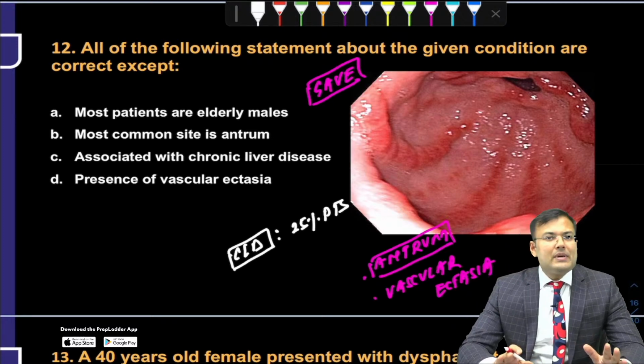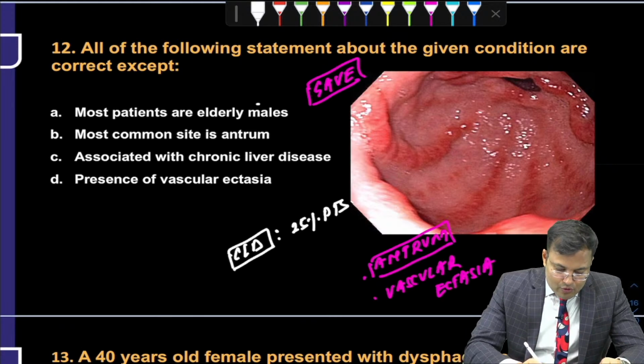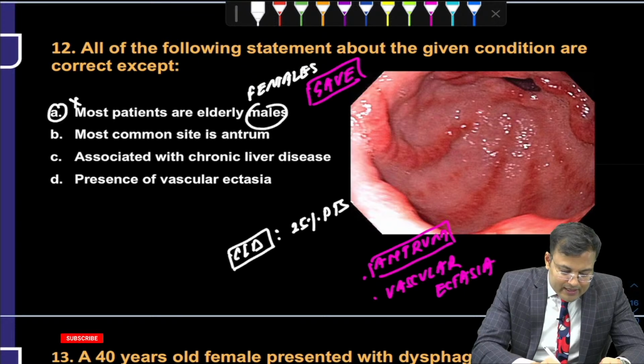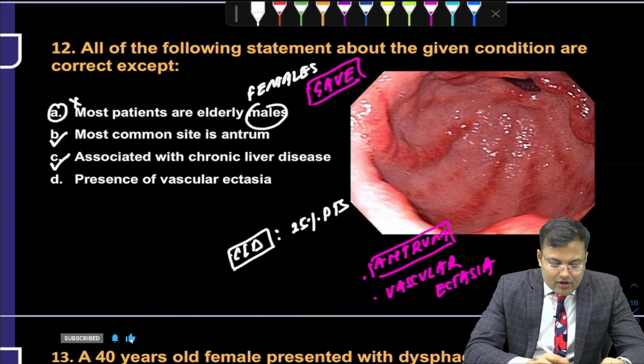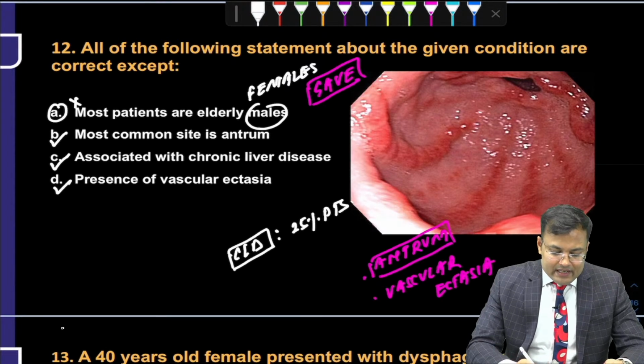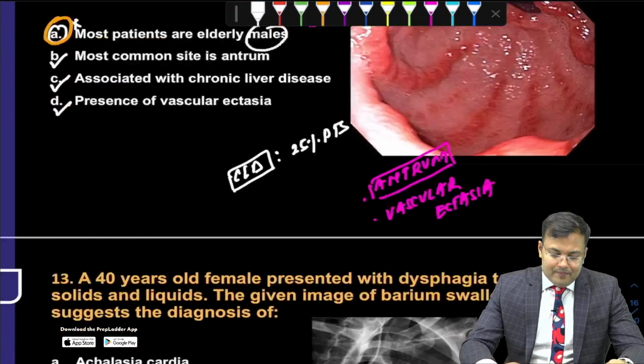Neelam Bhatia, everybody, the majority of you are marking the correct answer. It is more common in females, not males, so that option is incorrect. B, antrum is correct, associated with chronic liver disease and vascular ectasia. So the correct answer for this question is option A.